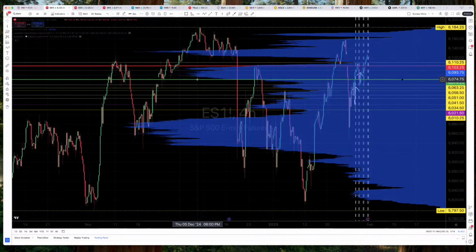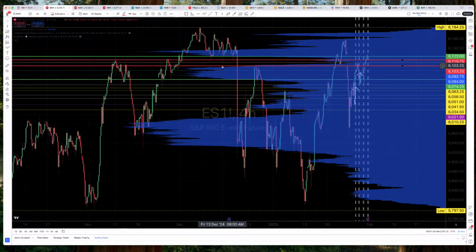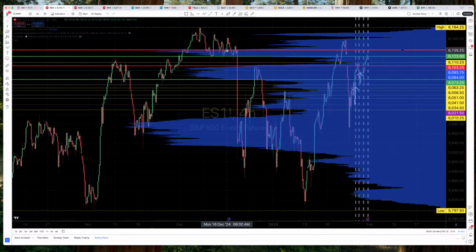So what I'm going to do is mark the top and bottom of the node. So we'll create the bottom of the node, and all I have to do is just get it approximately in the middle of that very sharp delineation between high volume and low volume. And then I'll do the same thing with the red line. Just like that. So when I zoom in, I'll be able to see exactly where the boundaries are of this node.